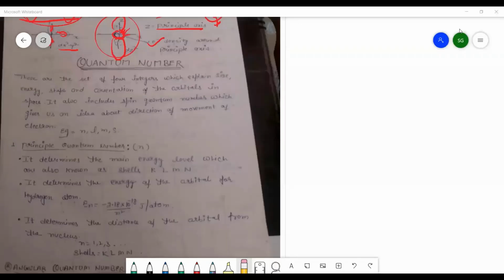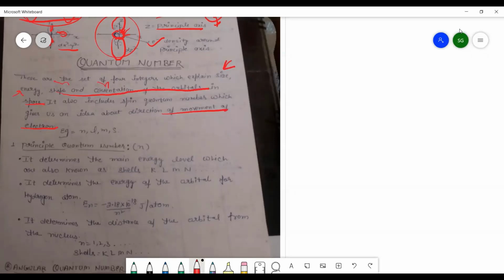Now the next topic we are going to discuss is quantum numbers. First of all, what do we mean by quantum numbers? Quantum numbers are the set of 4 integers which explain the size, energy, shape and orientation of the orbital in space. It also includes the spin quantum number, which gives us an idea about the direction of movement of electrons.